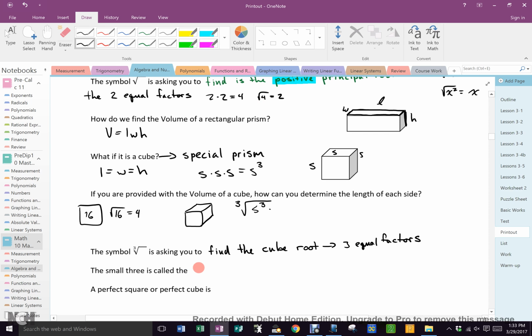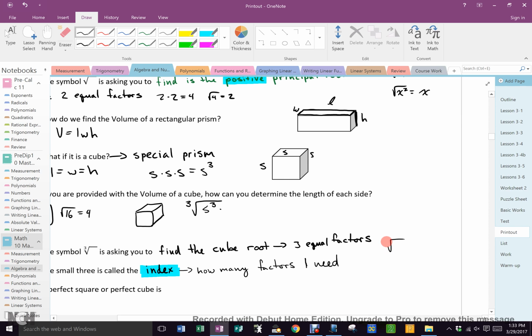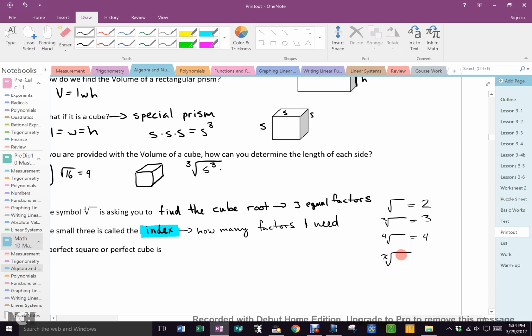Now, here's the first new thing that's really new. The small 3 is called the index. Please highlight that. The index tells me how many factors I need. So, if there's no number there, that's a square root, right? So how many factors do I need? 2. If there's a 3 there, how many factors do I need? 3. If there's a 4 there, how many factors do I need? 4. So no matter what the little number is there, that's the number I have to find. Is everybody with me? Whatever the index number is, that's the group of factors for which I am looking. Got it?